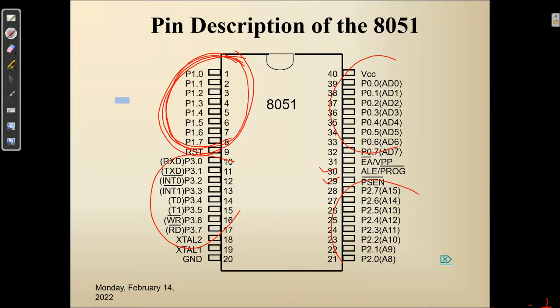Okay, so we are left with only two pins. Pin number 30 and pin number 29 we will be taking in detail in the next lecture. If you have any question, please ask.